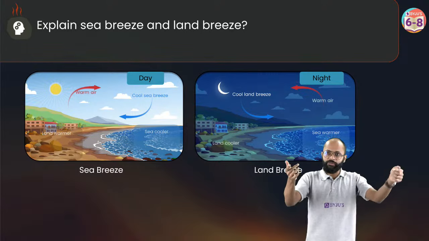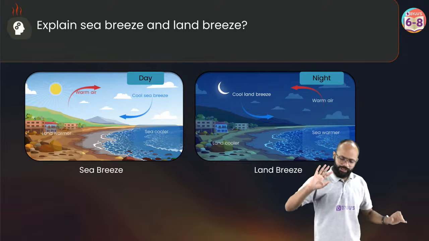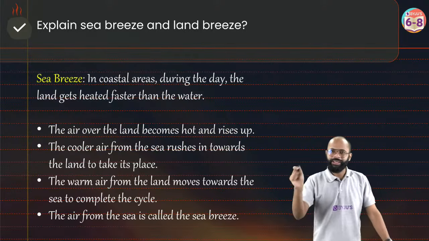Air above land is cold. It will run towards the sea. This is called land breeze. Bas, ye do ho gaye. Theek hai, fine. So, explain it properly.